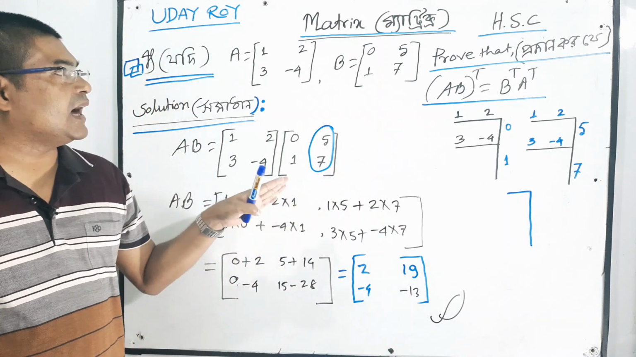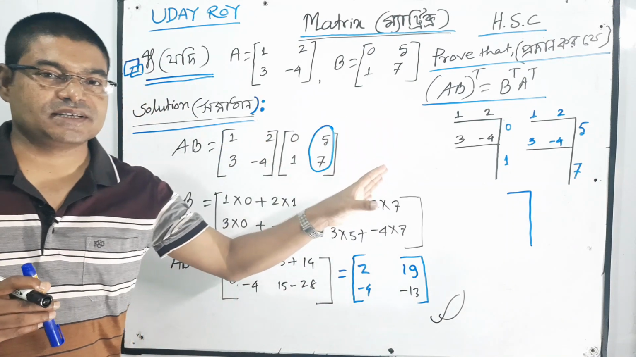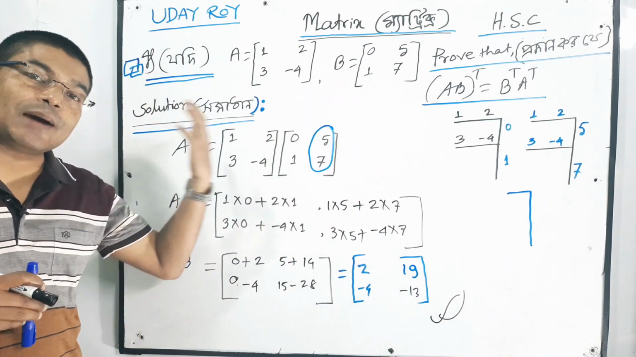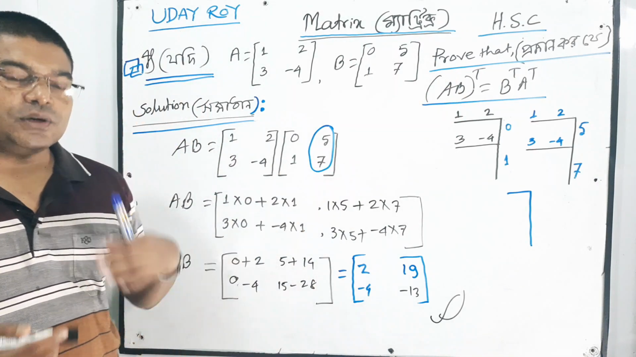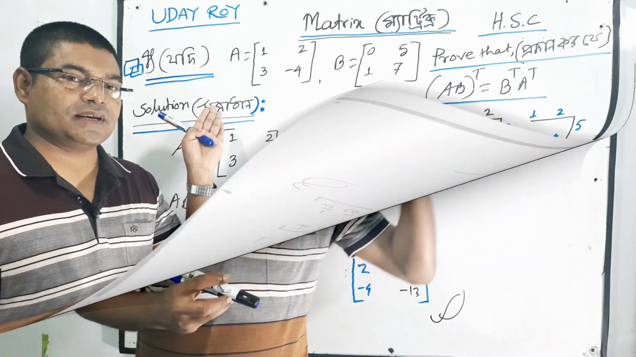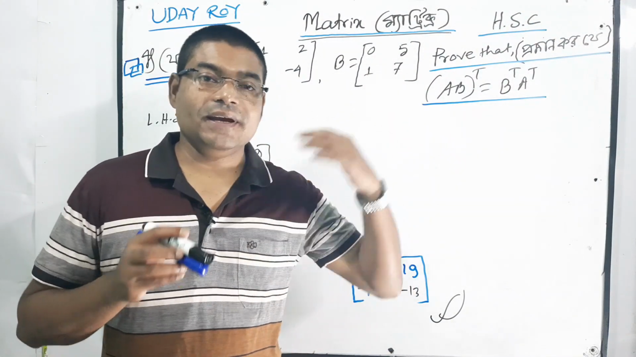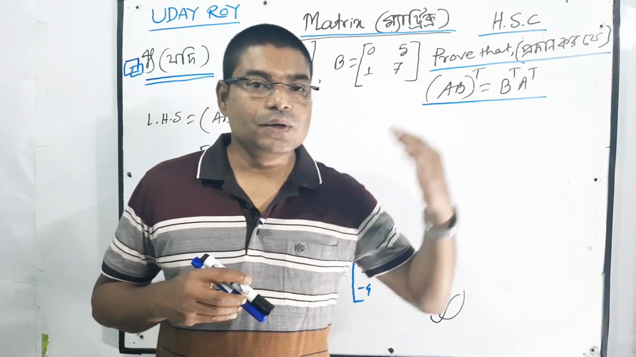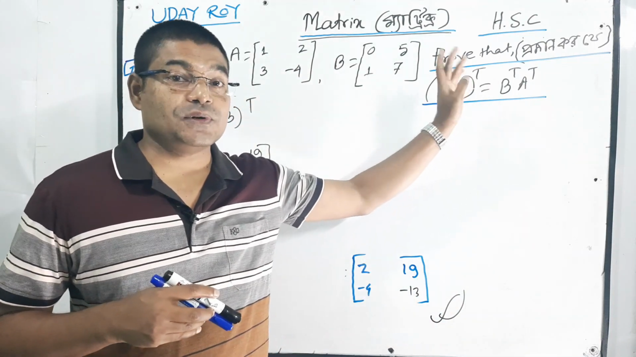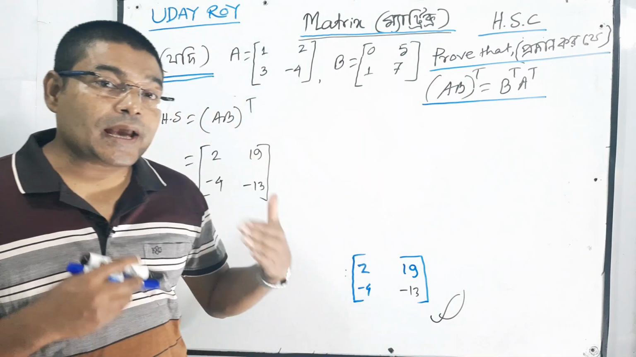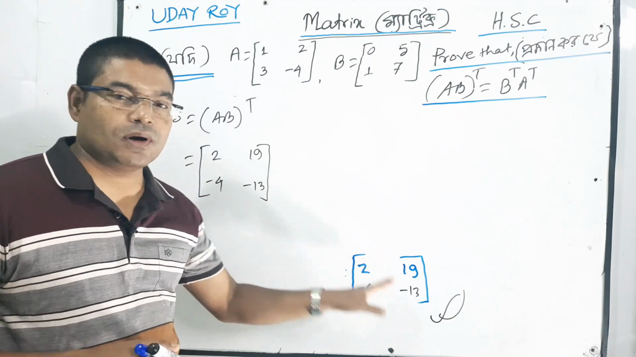So we have done AB at first. Now AB we have to convert into transpose matrix. So let's come back, we will do the transpose matrix. Now we have to find out transpose of AB, that means left hand side. So here you can see left hand side is transpose of AB. We have got AB equal to this.